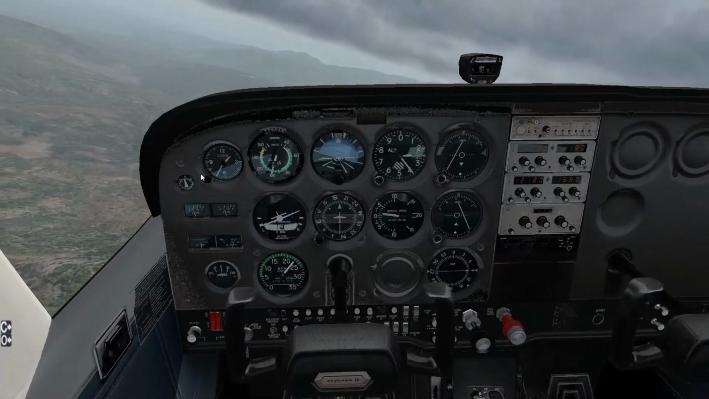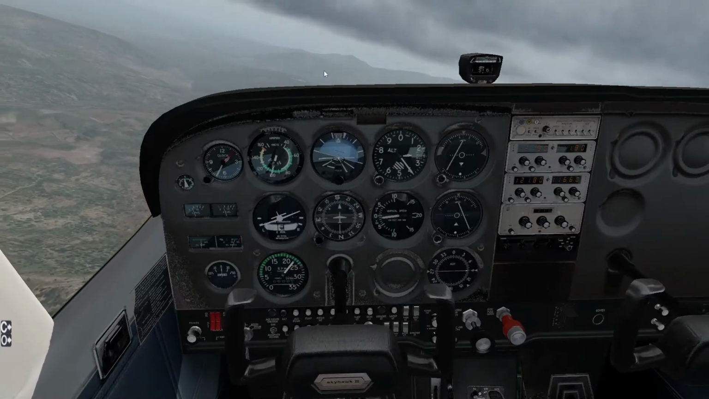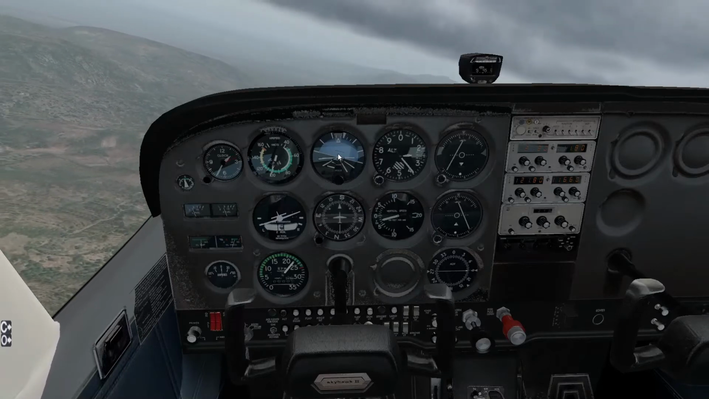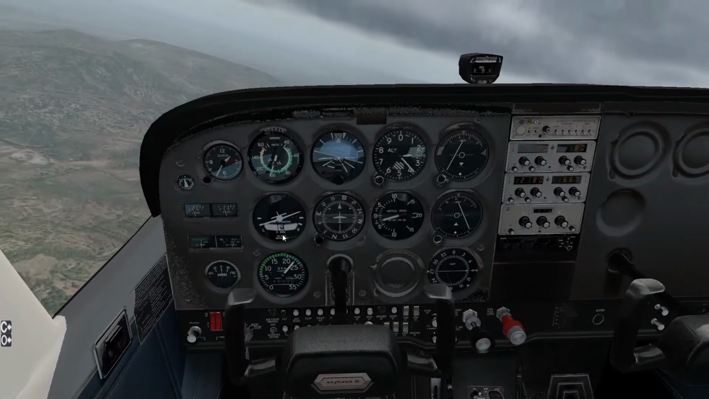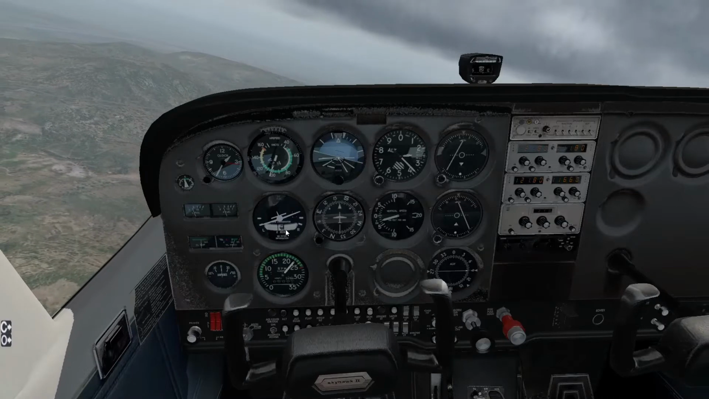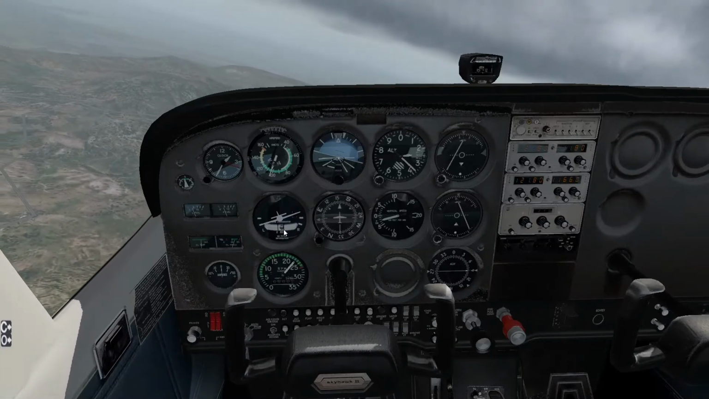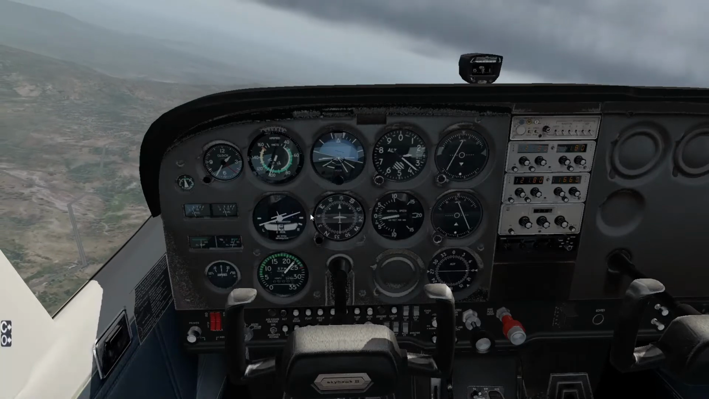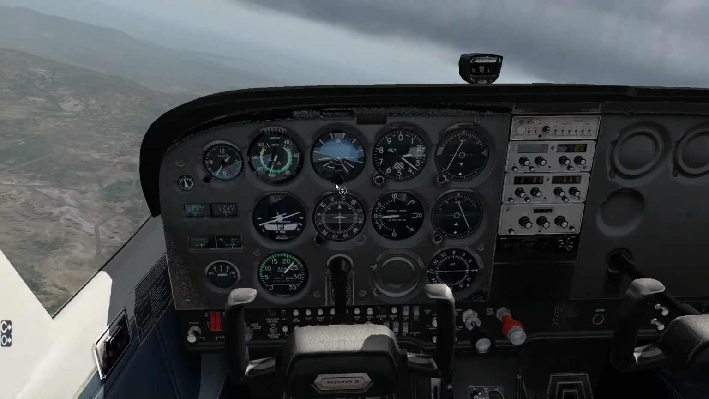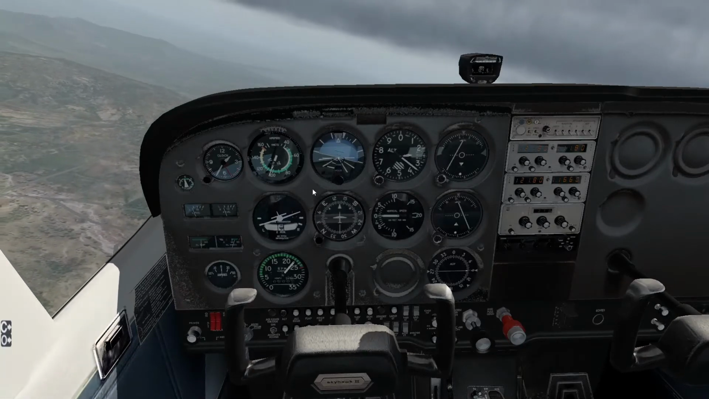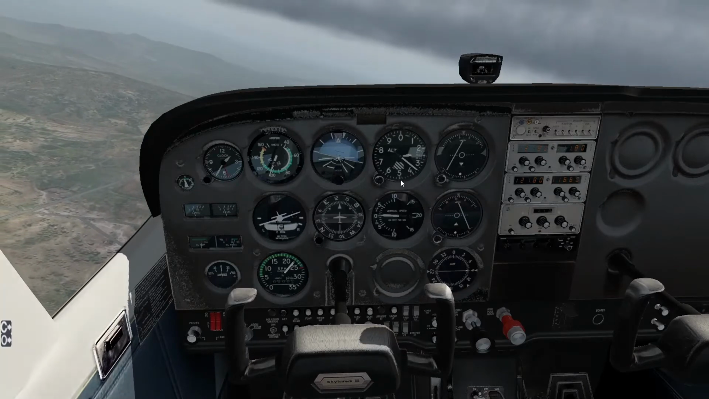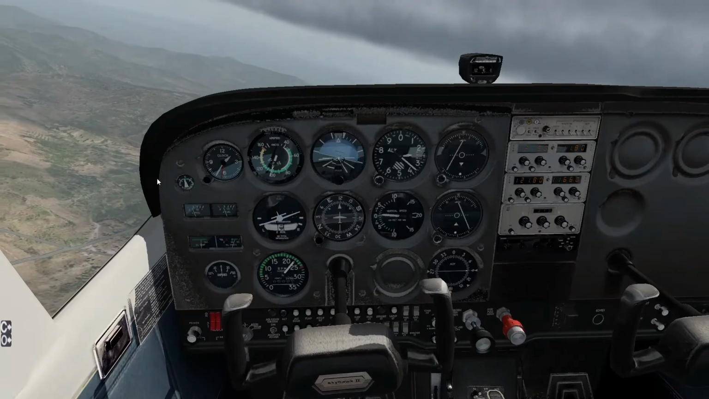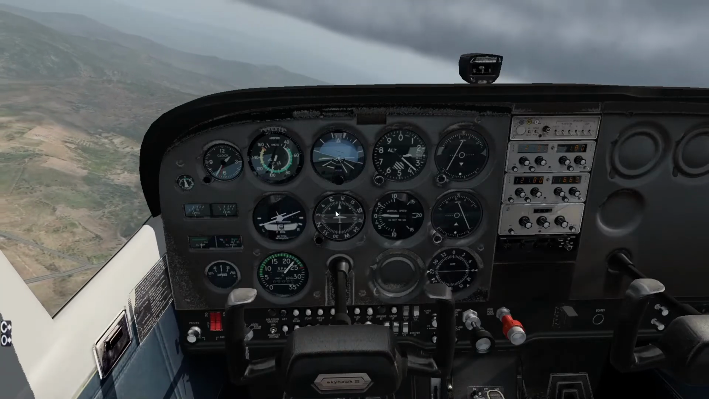Notice how I constantly check the horizon. I cross-check that with the attitude indicator, the turn coordinator, and the slip indicator in order to coordinate the flight. And as a secondary reference, I check the altimeter and the vertical speed indicator in order to make sure that I'm not losing or gaining any altitude throughout the turn.